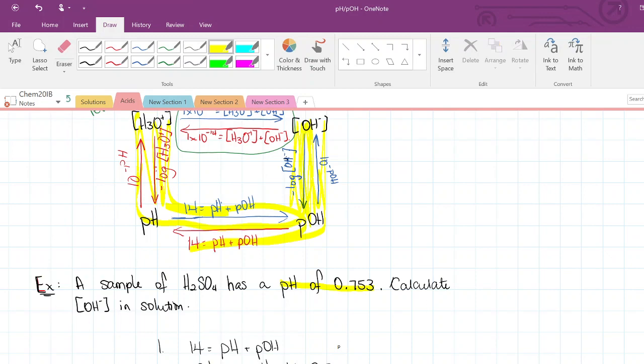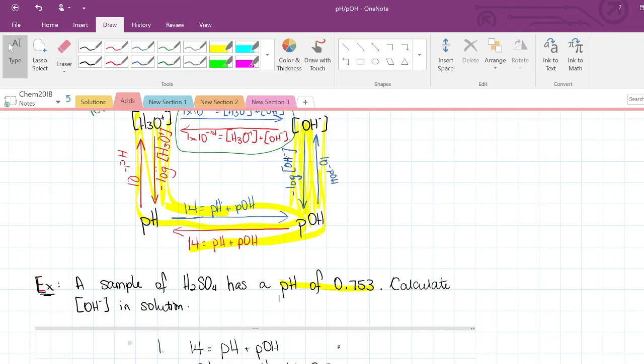So that means that on our roadmap, we've been given pH. So on our roadmap, we're starting right here, and we need to get up here to concentration of hydroxide. So I'm going to get on the blue line here to get to pOH, and then I'm going to follow that blue line up to the concentration of the hydroxide.